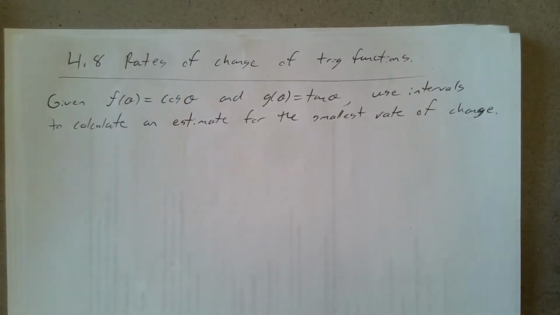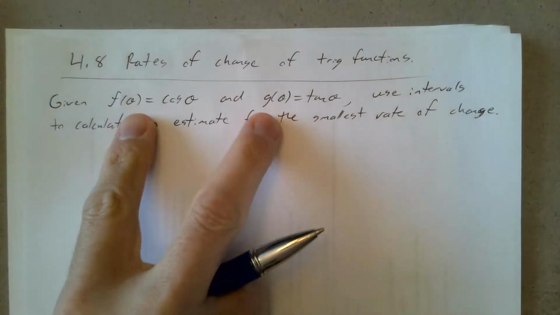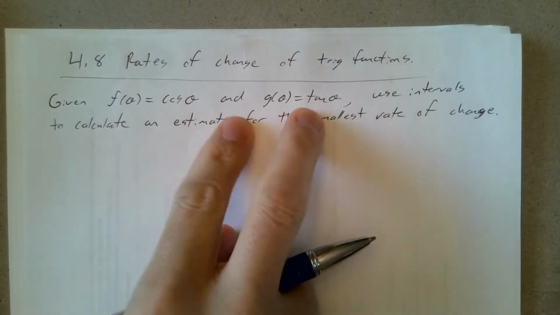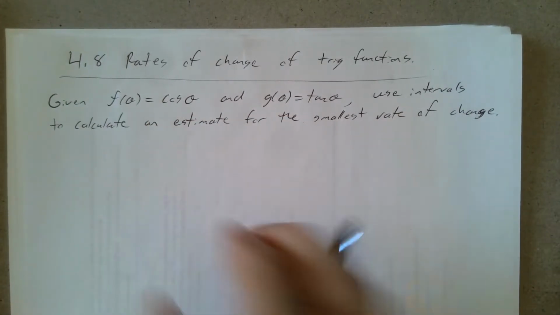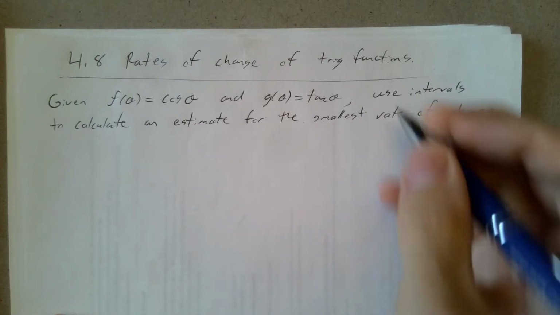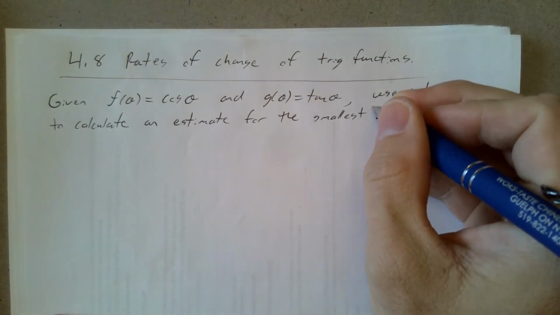Hello, Ross. Let's take a look at rates of change of trig functions from 4.8. We're going to take a look at the cosine curve and the tangent curve. We're asked to use intervals to calculate an estimate for the smallest rate of change. I guess it should be instantaneous rate of change.